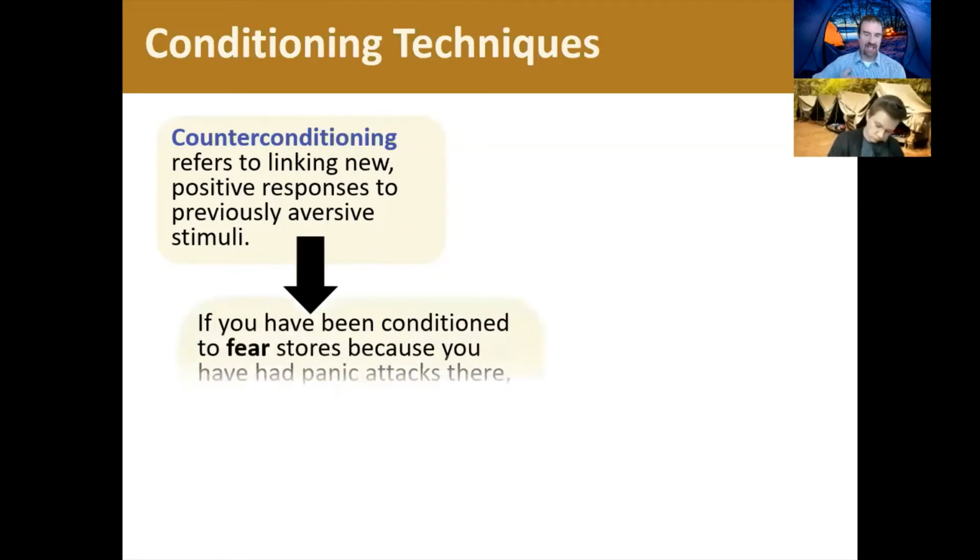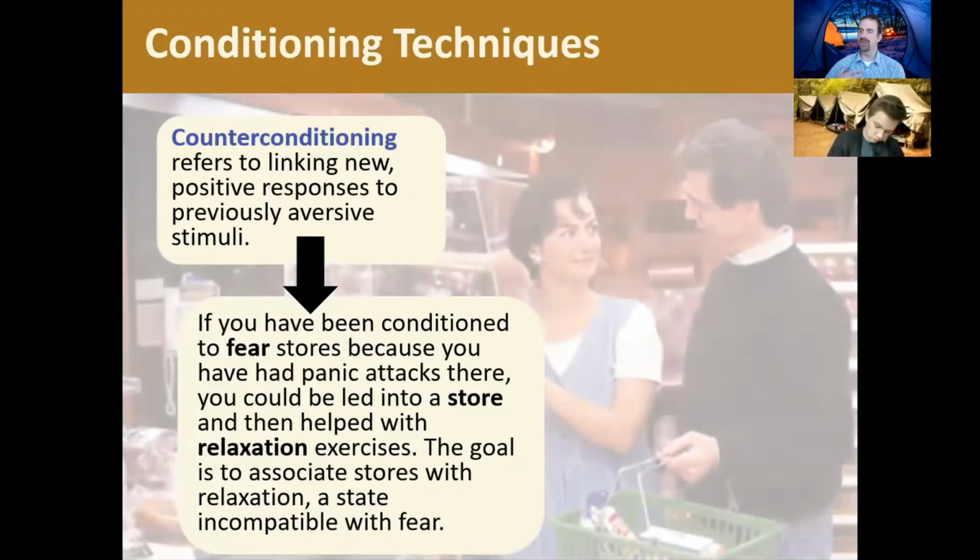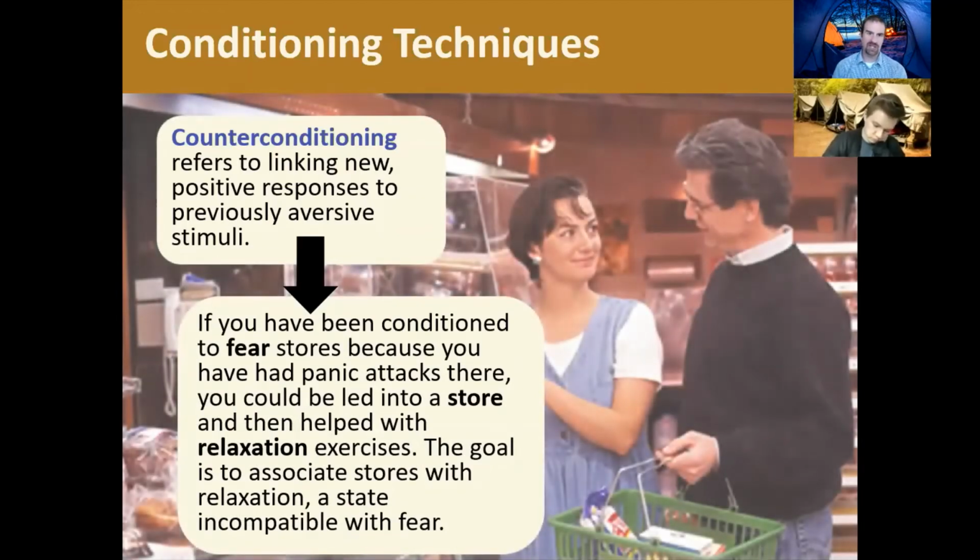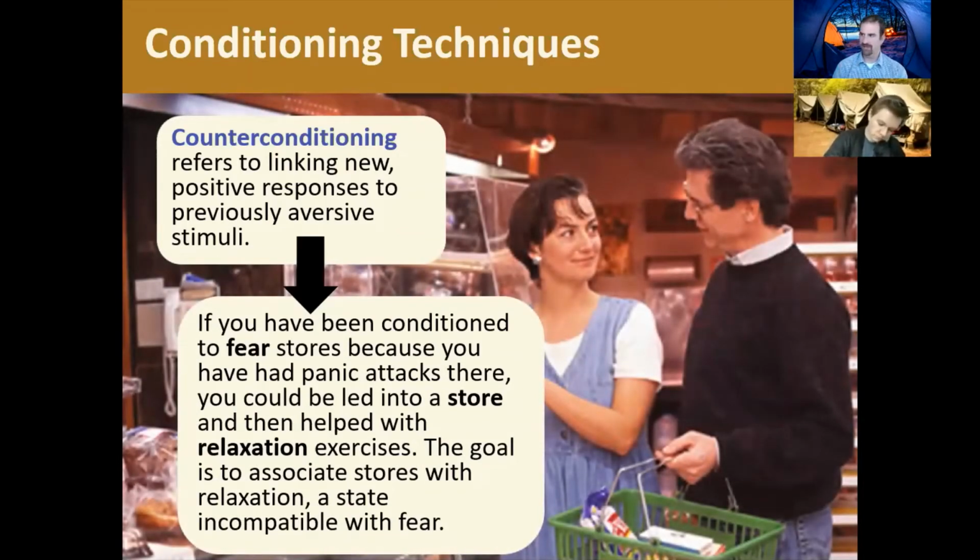Okay, so let me kind of give an example of this because I think it helps reinforce what this classical conditioning does for us. What this associative learning does for us. So let's say that you've been conditioned to fear stores because you've had a panic attack. What can happen is you can be led into a store and then helped with relaxation exercises. So we'll talk about this as exposure therapy. We'll talk about this next, in fact. And the goal is to associate stores with relaxation, a state that's incompatible with feeling fear.